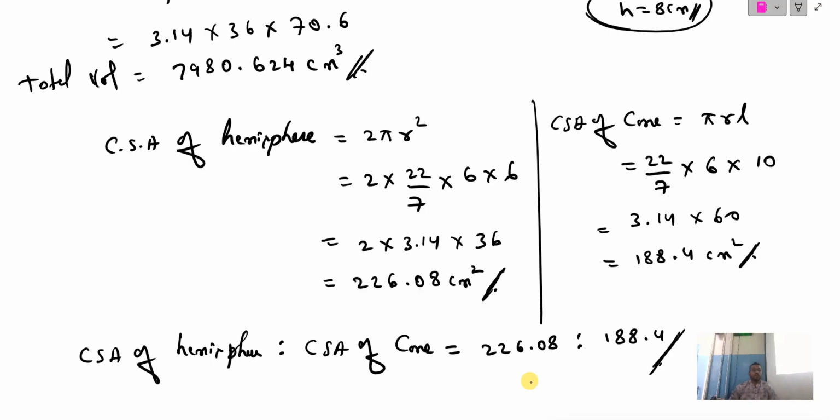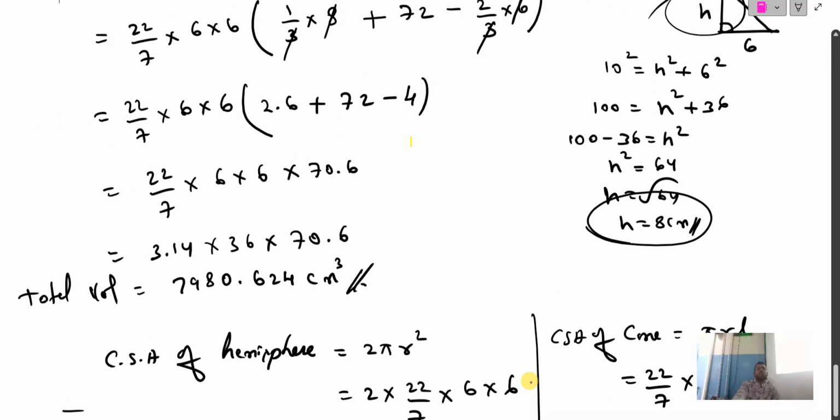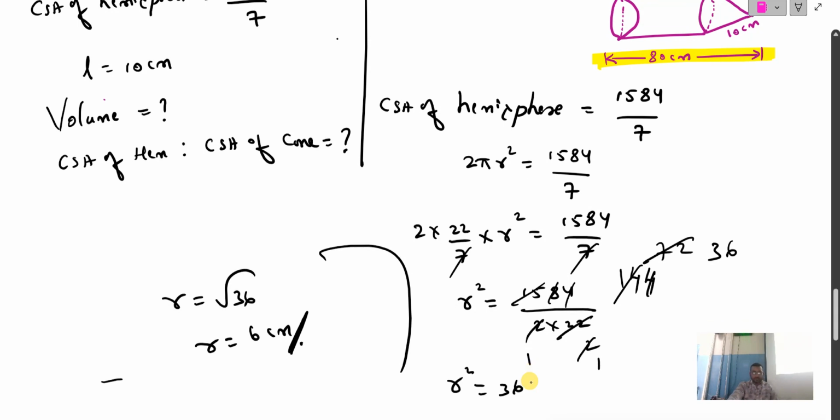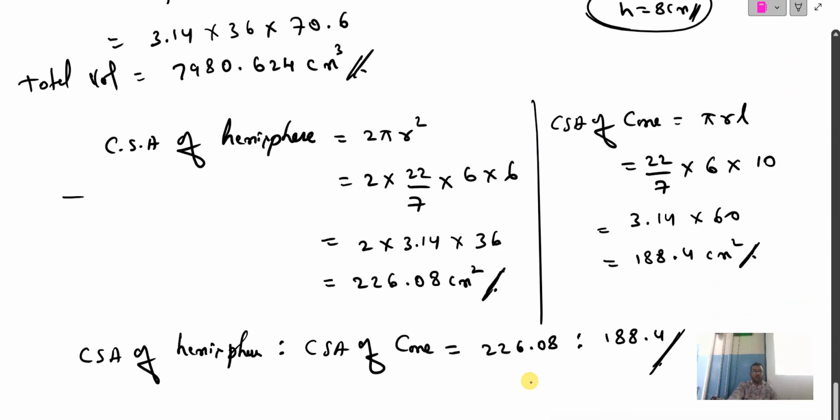After the point, any digit is fine, well and good, because we are taking the approximation. If you want to take that value also, what you can do, you know. See here, if you want to take that value itself, in that scenario, we know the curved surface area of hemisphere, how much? 1584 by 7. Correct, no? Yes, sir. They have given this. Now, what value did we get here? 188.4. Now, see here. 1584 by 7 whole divided by 188.4 by 1.